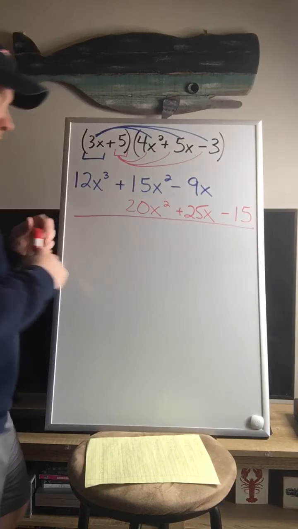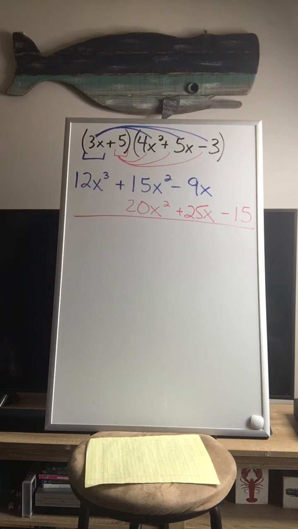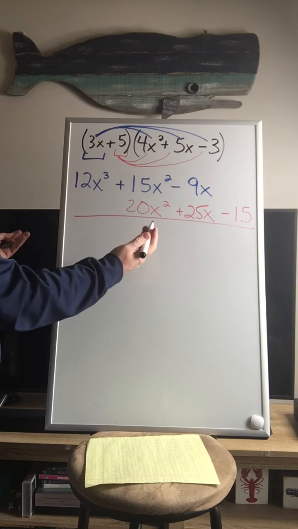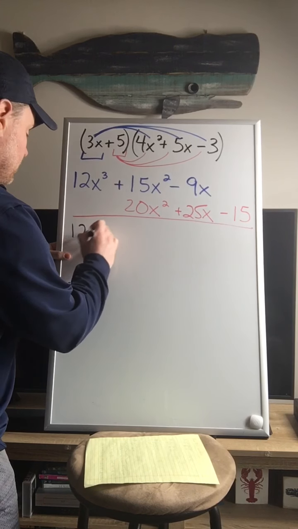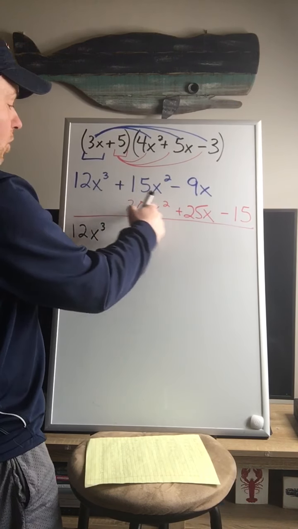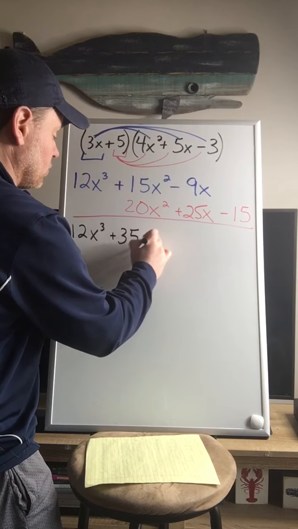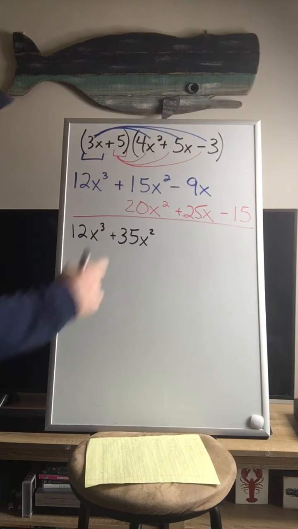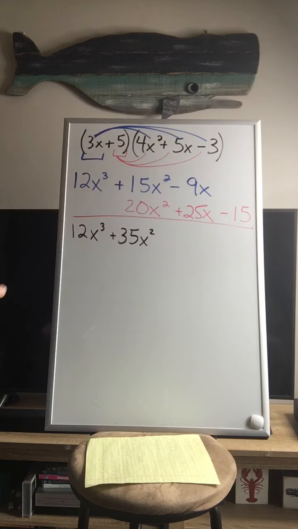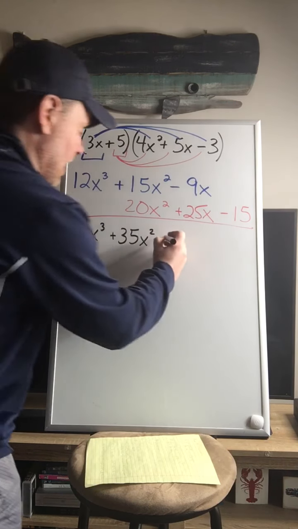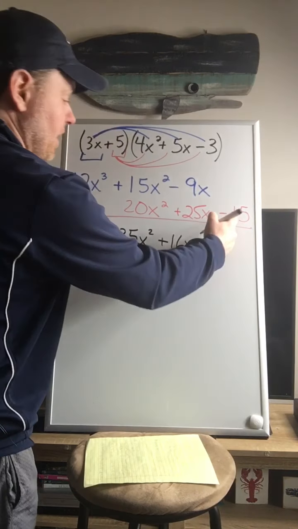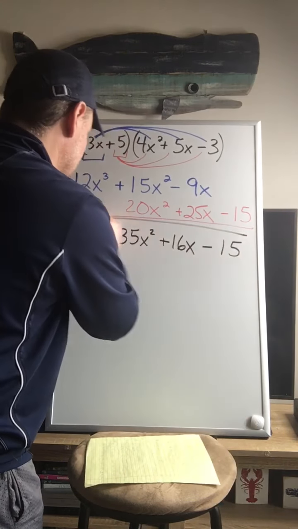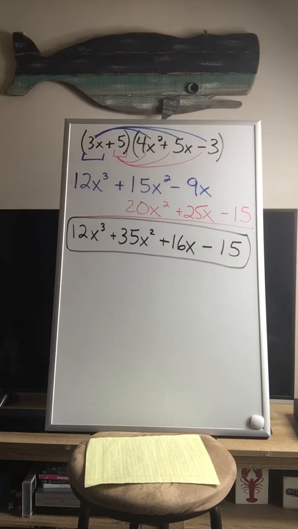So now we're going to just combine the like terms. 12x cubed, there's nothing to combine that with, so it's just going to be 12x cubed. 15x squared plus 20x squared makes 35x squared. Negative 9x plus 25x makes 16x. And then the minus 15 doesn't have anything to combine with. So that's your final answer right there. You have 4 terms in your final answer because you can combine a couple pairs of the terms: 12x cubed plus 35x squared plus 16x minus 15.